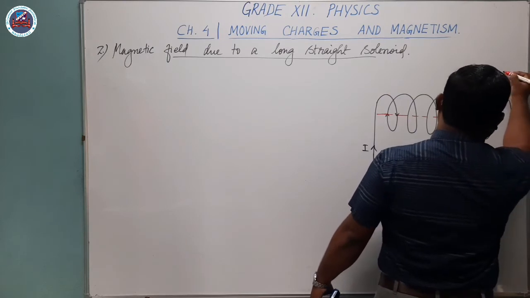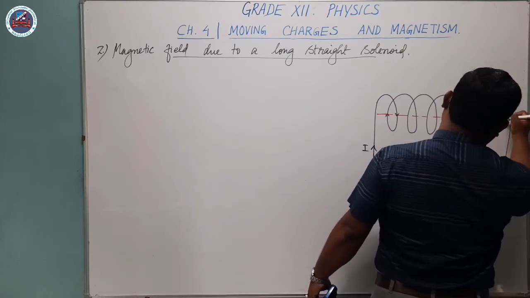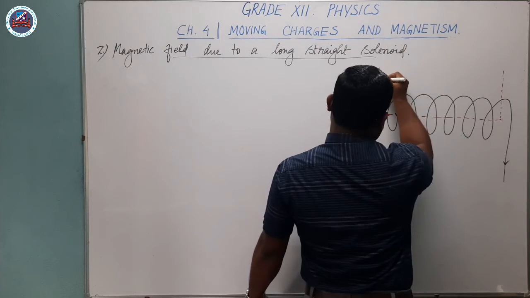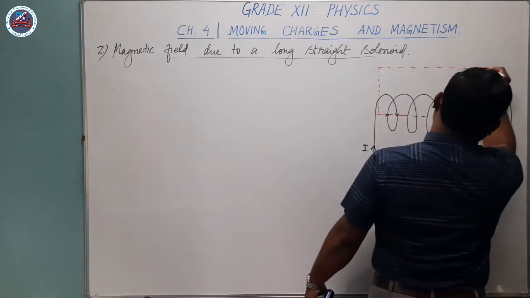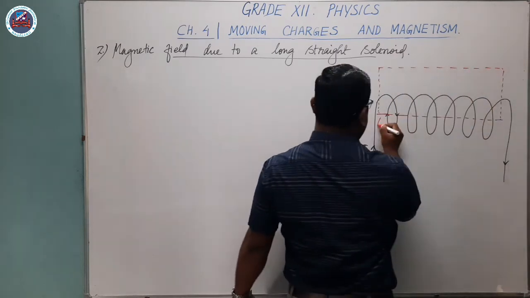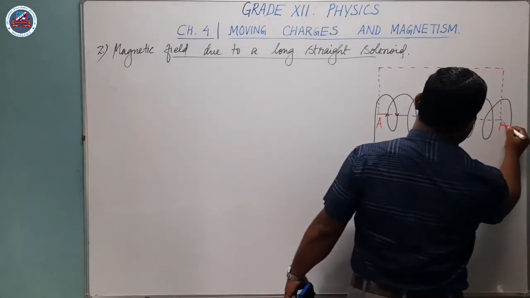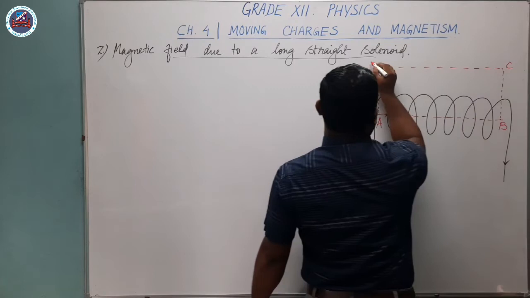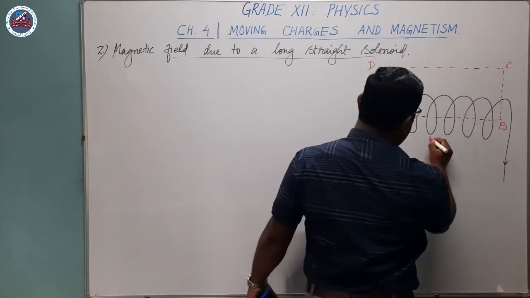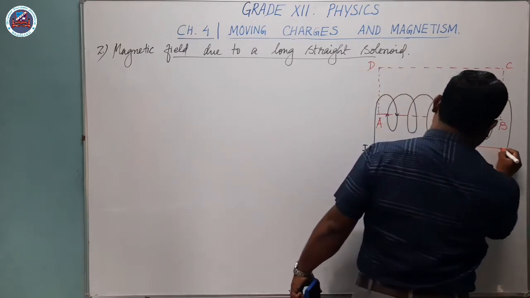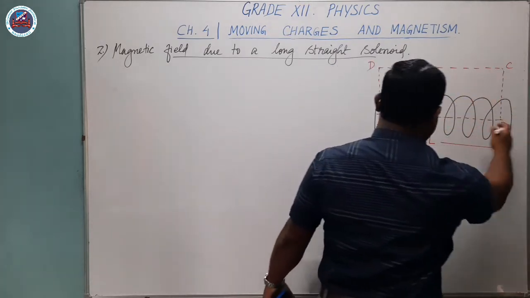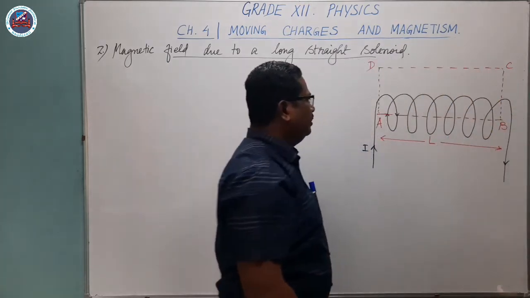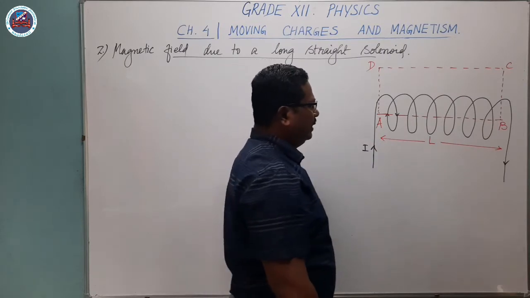In the form of a rectangle we take, and we'll name it as A, B, C and D here, and the length of the solenoid we'll take it as L, or the length of this rectangular loop, or we call it as Amperian loop, we'll take it as L.